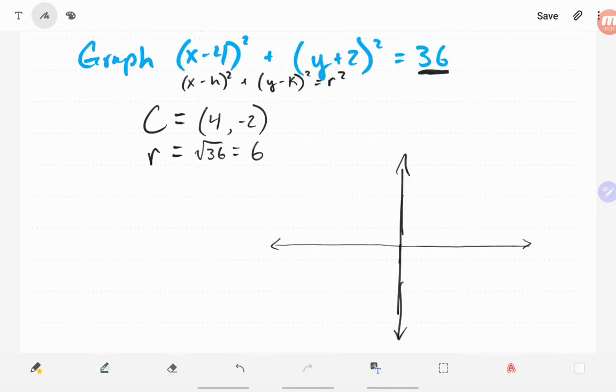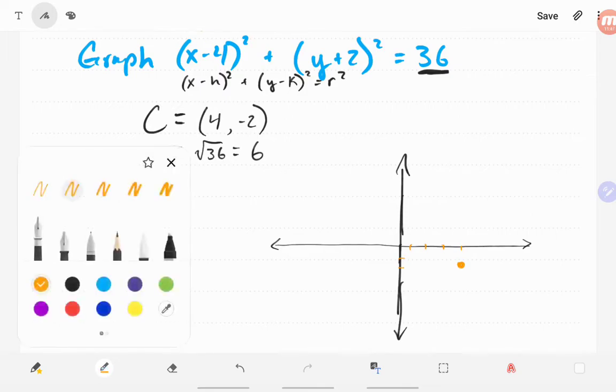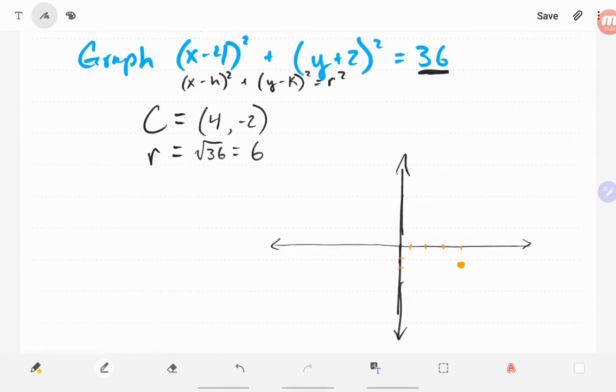And let's find the center of our circle. The center of our circle is at 4, so 1, 2, 3, 4, -2: 1, 2. Right there. There's the center of our circle.